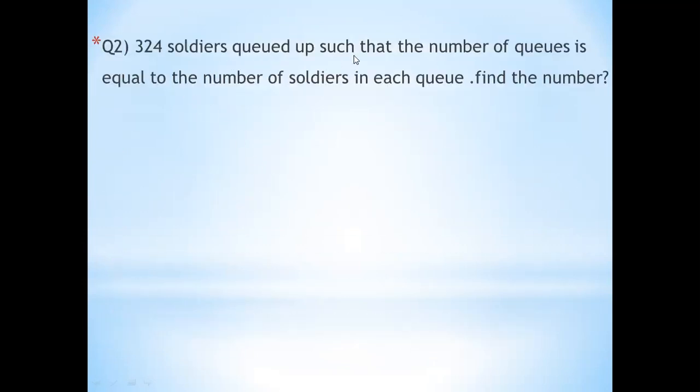324 soldiers queued up such that the number of queues is equal to the number of soldiers in each queue. Find the number. It means that 324 soldiers are present in different columns in rows. So you have to find the number of rows such that in each row an equal number of soldiers are standing. The number of queues is the square root of 324, because they say that the soldiers and the queues are equal. So we take the square root of that.